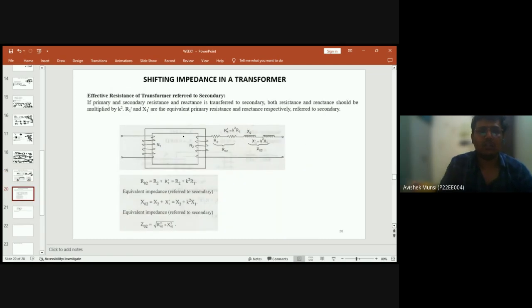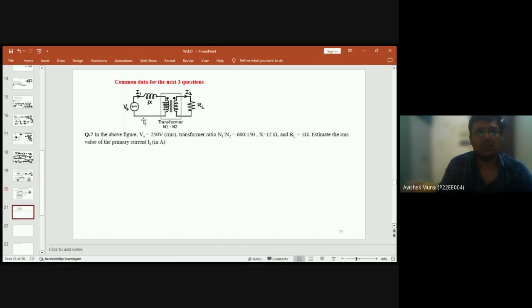Similarly, if we are transforming the resistance into the secondary side, if you refer it, then it will be multiplied by the turns ratio. Okay. So the referred resistance and the reactance should be multiplied with the turns ratio N1 by N2. Okay. So this is the basic formula for shifting a transformer resistance from one side to another side. So based on which I will give three questions on this common data.